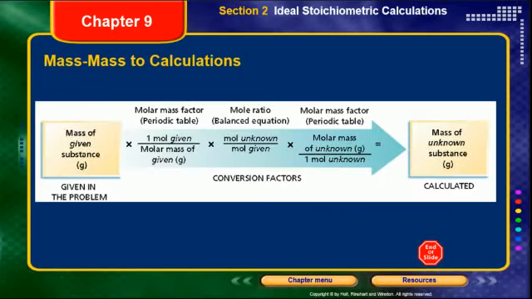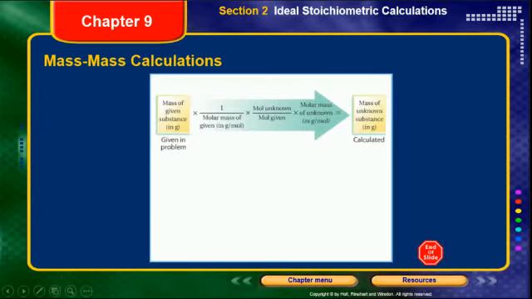All right, now mass-to-mass calculations. This is the largest type of conversion that you're going to do, because you're going to have to go from the mass of the given substance, convert to moles of the given substance, then use the mole ratio to go from moles of the given to moles of the unknown. Then from moles of the unknown, use the molar mass of the unknown to convert to grams of the unknown. So you're actually going to use conversion factors 3 times here.